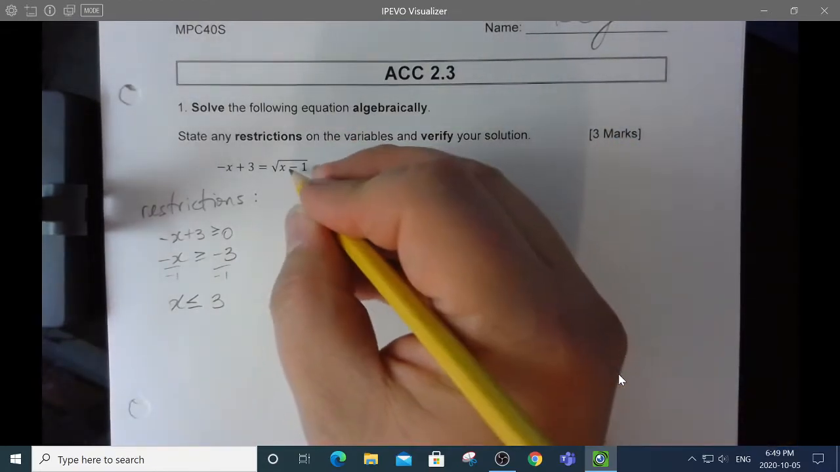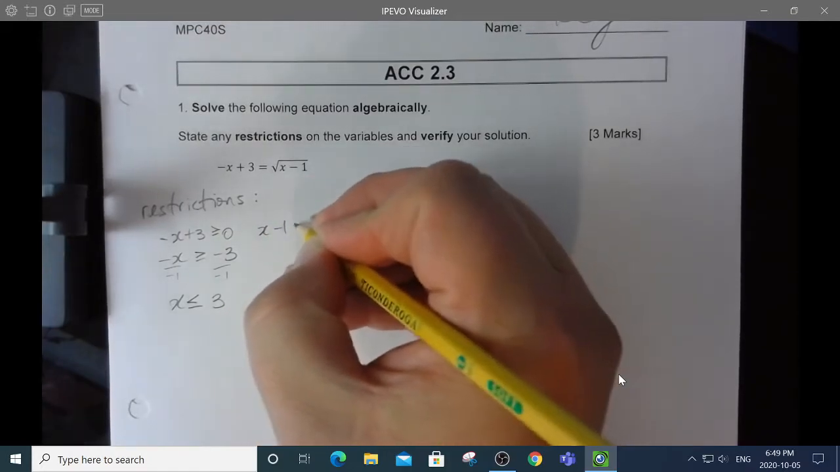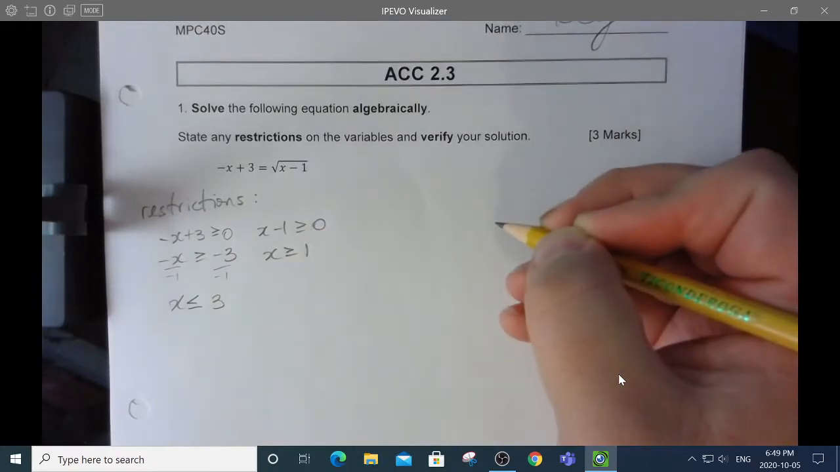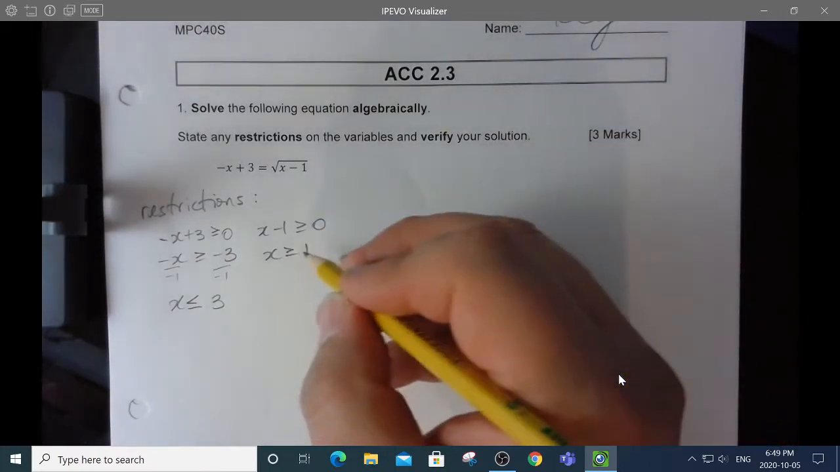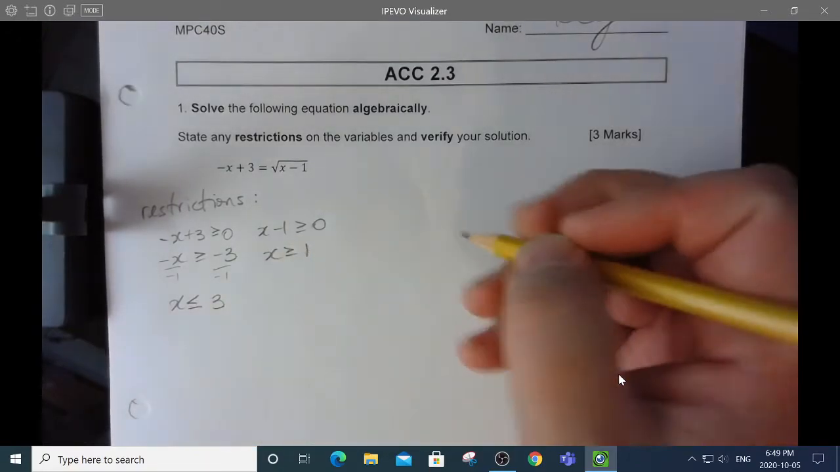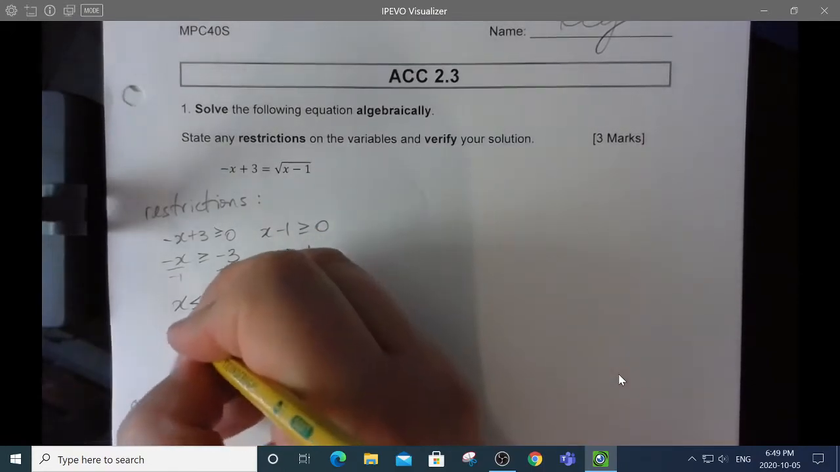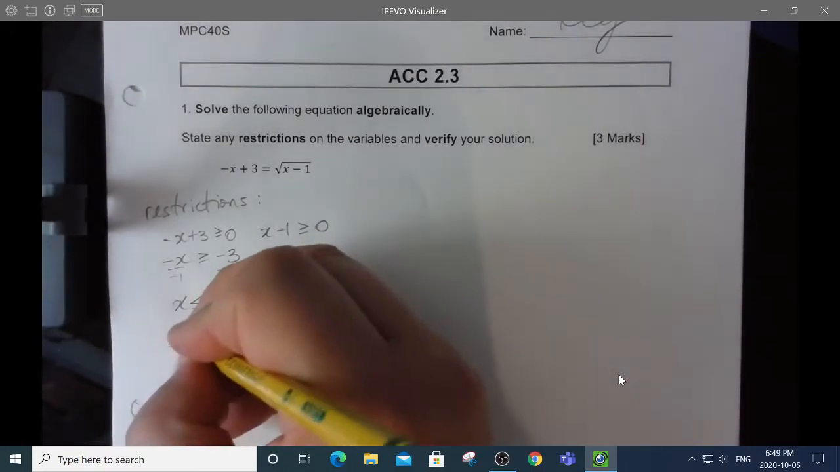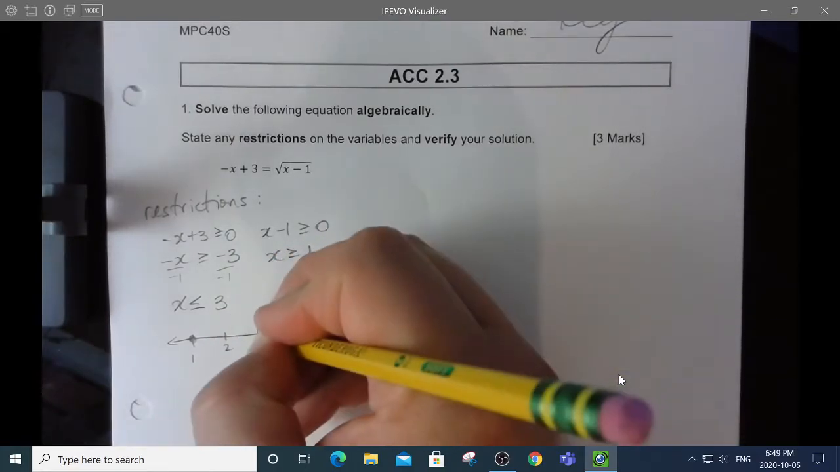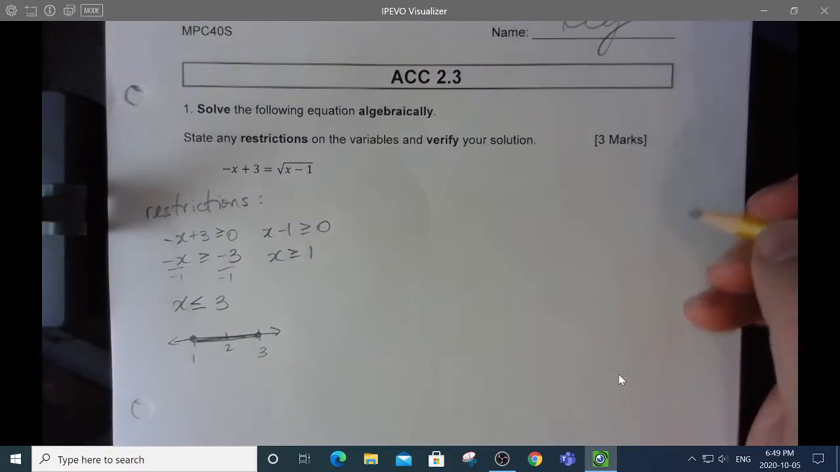Meanwhile, under the radical, you can't square root a negative, so x minus 1 also has to be greater than or equal to 0, which means x has to be greater than or equal to 1. So there we go, we have ourselves a range. x has to be between 1 and 3. It has to be smaller than or equal to 3, bigger than or equal to 1. You can draw that on a number line if it helps you visualize it. So you have to be between and including 1 and 3. That's obviously 2. So between those two spots is where my answers have to lie.